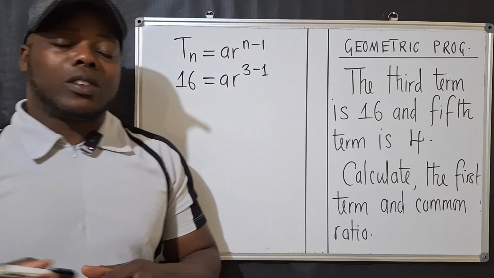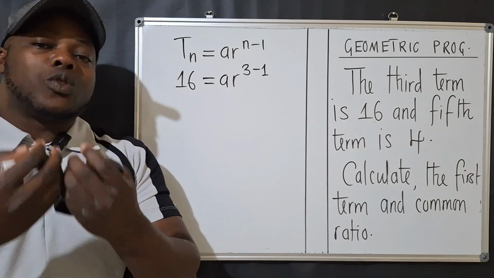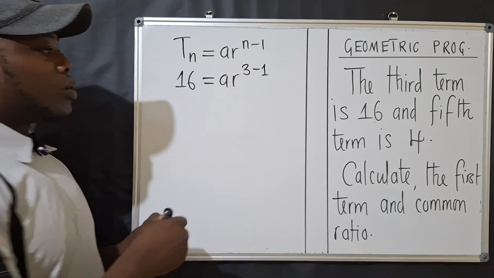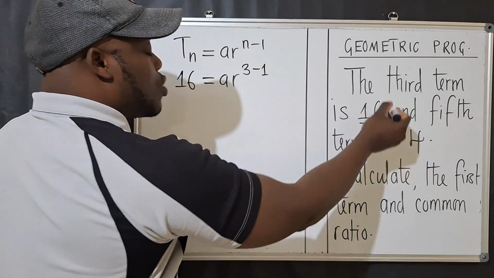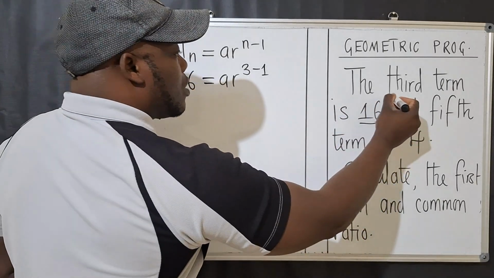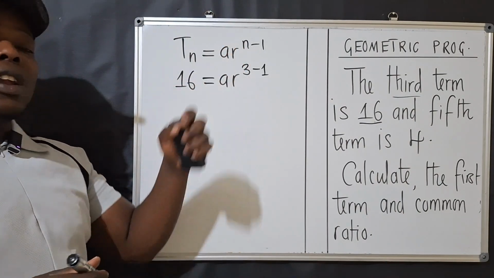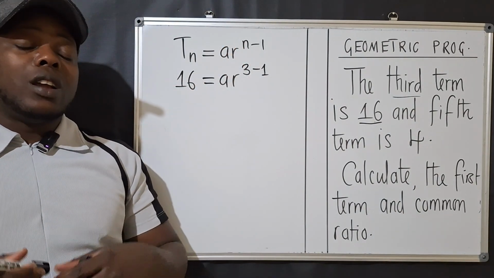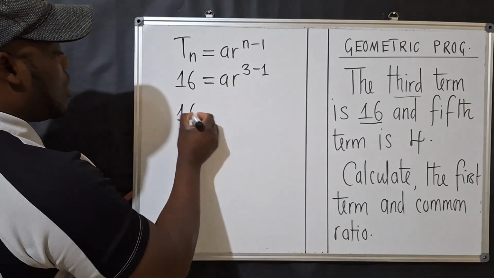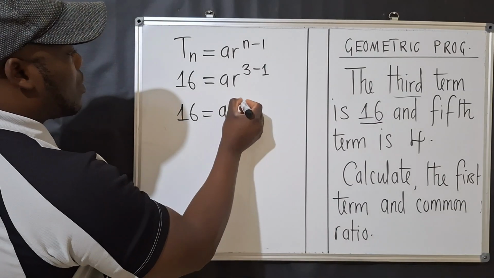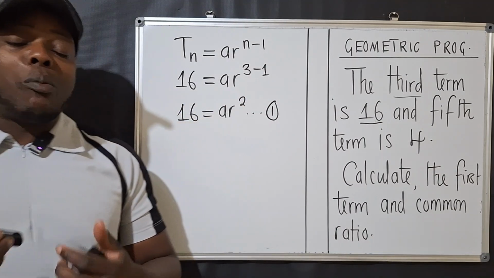So let me just make you understand something. We're trying to come up with two equations and solve those equations simultaneously. So we follow the information given. Here you write 16, and at what position is this 16? It's at position 3, which is the third. Where there is n, you write the position, which is 3. So you simplify. When you simplify, it will look like this. So we've got equation 1. This is equation number 1.